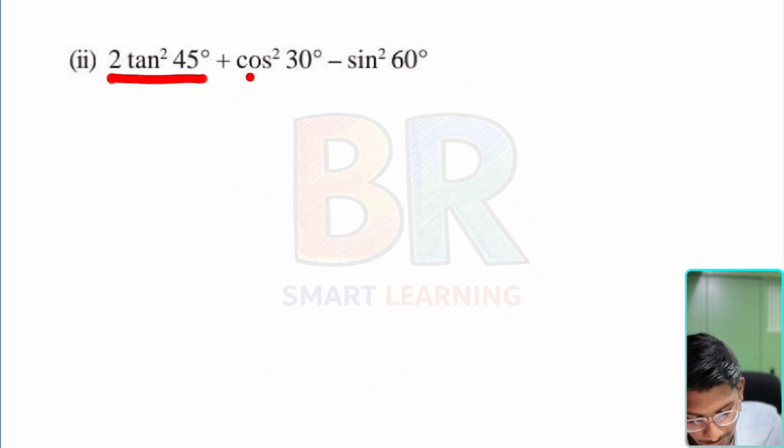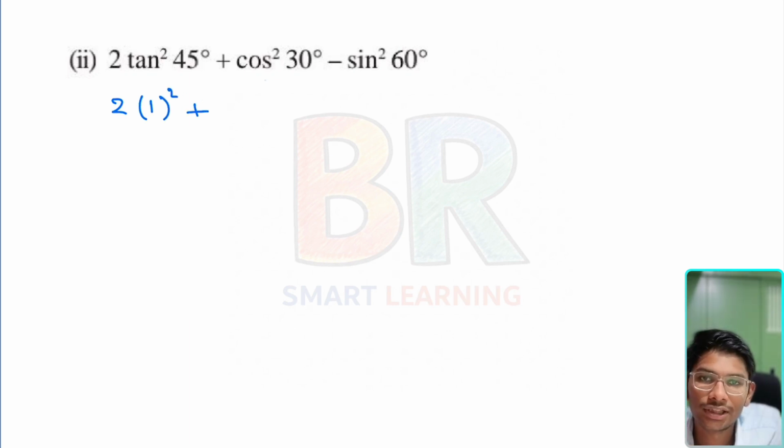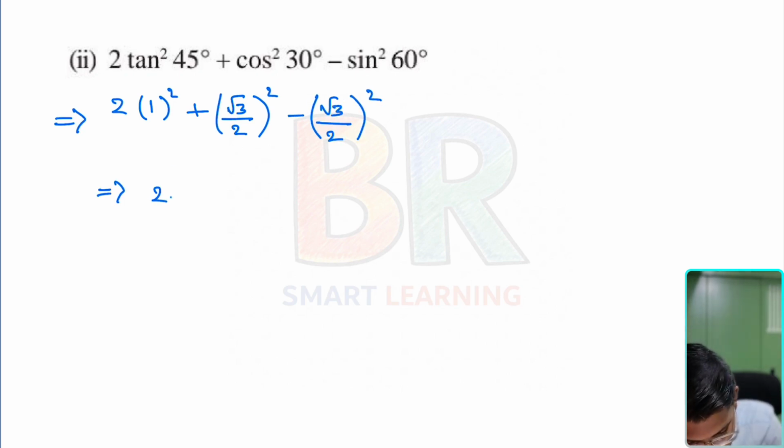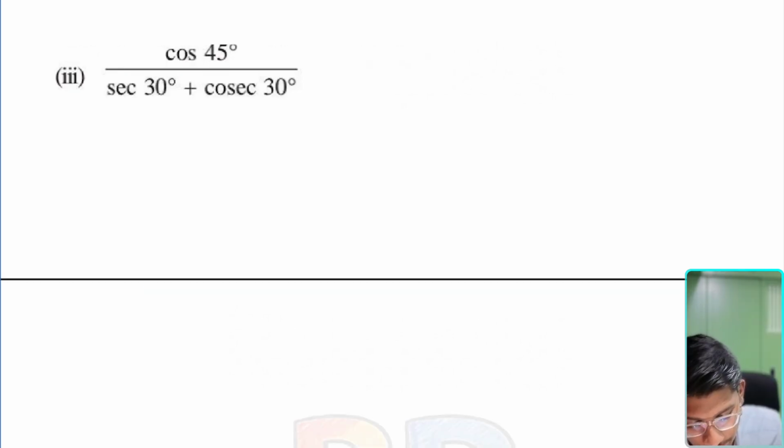2 tan square 45 plus cos square 30 minus sin square 60. Okay. 2 into, what is tan 45? It is 1 square, plus cos 30. What is cos 30? It is root 3 by 2. Root 3 by 2 whole square minus sin 60. What is sin 60? It is root 3 by 2 whole square. 1 square is 1, 2 into 1 is 2, plus root 3 by 2 whole square, it is 3 by 4, minus again root 3 by 2 whole square, 3 by 4. 3 by 4 gets cancelled. The answer is 2.